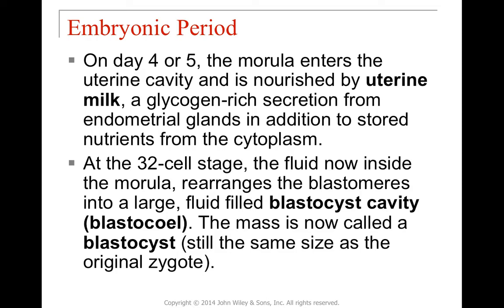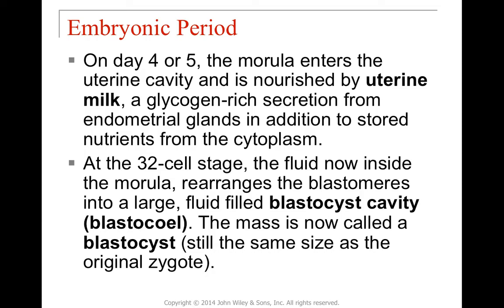At this point, you have to remember the fertilization event occurred up in the uterine tubes or the fallopian tubes, and this morula has been rolling down into the uterine cavity until it can find a happy place to implant itself. As it does this, it's going to be nourished by the uterine fluid or uterine milk, which is going to be secreted out from these endometrial glands, as well as feeding off the nutrients that it stored previously in its own cytoplasm.